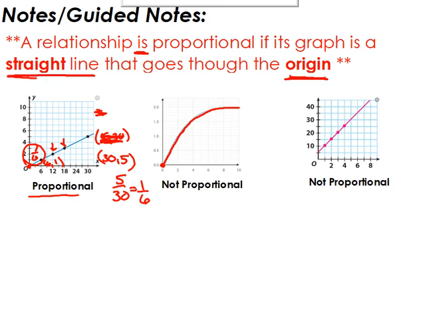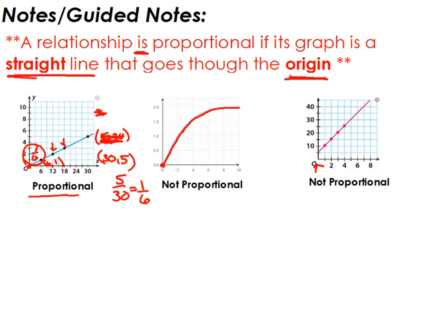Now I have another example over here of a non-proportional relationship where we have a straight line but it does not go through the origin. The origin is right here at 0, 0. This line does not start at the origin, so if I were to actually check my points and do y divided by x, they would not equal the same. They would not be a proportional relationship.